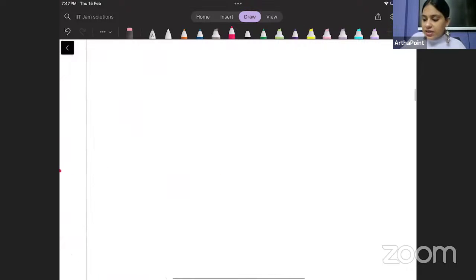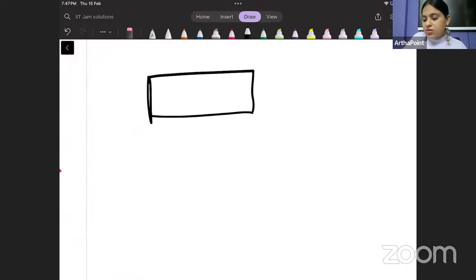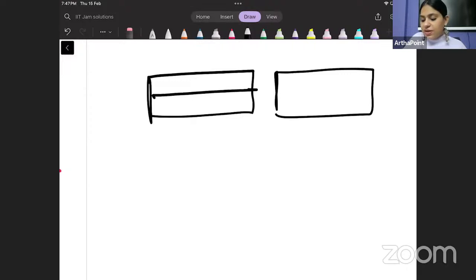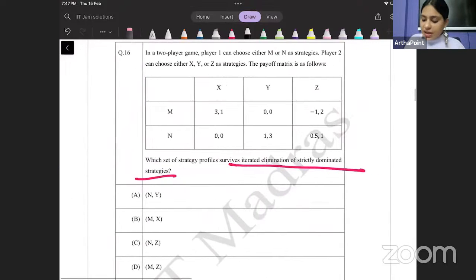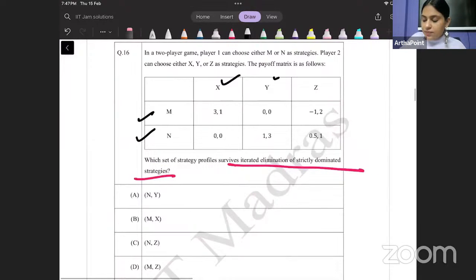So last time IIT had given a 3-player game, right? Players 1 and 2 had both their boxes, and then for player 3 they had given 2 boxes. This time what they have done is they have given you only 2 strategies, and made player 2's strategies 3. That's the only difference that they have done.